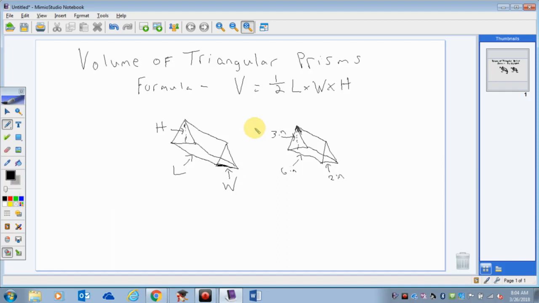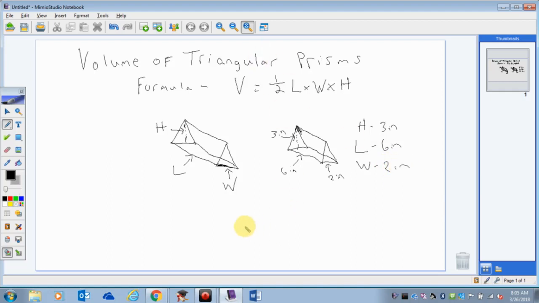So what we have now is a picture of a triangular prism here, and then a picture of a triangular prism with some dimensions. I apologize for my bad handwriting. That's the best I could do. So this one here, we've got 3 inches for the height. So height is 3 inches. The length is 6 inches. And the width is 2 inches.